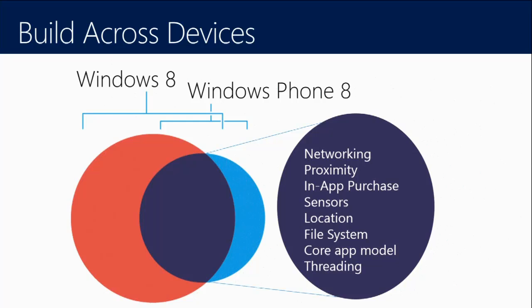Things that are in common are the networking stack, everything around sensors, everything around near field communication, and in-app purchase, the whole mechanism if you want to sell functionality inside your application. Let's say you have a game, and each time a user reaches a certain level, you can suggest to the user to buy additional levels. The whole mechanism to do that is exactly the same. Location awareness is the same. We share the file system. That's the reason why we also have BitLocker available, for instance. We also share the core application model and things like threading. So if you have a multi-threading application, its behavior will be identical on Windows Phone and on Windows 8.